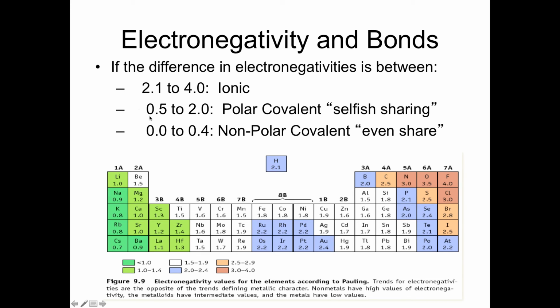Now, when you have an electronegativity difference between 0.5 and 2.0, that's the polar covalent, the selfish sharing, the I get 7 pieces of pizza, Mr. Brzezinski gets 1 piece of pizza kind of thing. And then if you have 0.0 to 0.4, that is non-polar covalent. That would be like sharing the pizza, 4 slices perfectly equal.